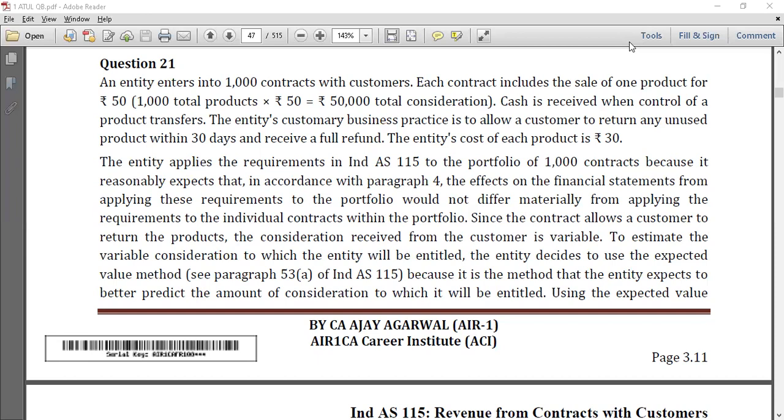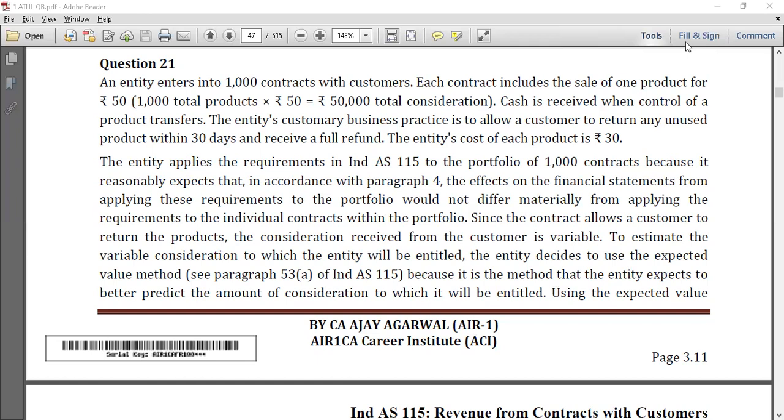Since the contract is allowing the customer to return the product, the consideration that is received from the customer is variable, because he is having a right to return. He may or may not return, it is a variability. So here, to estimate the variable consideration to which the entity will be entitled, the entity decides to use the expected value method. What is the method the entity decided? Expected value method. That is, you have more than one outcome, because it is the method that the entity expects to better predict the amount of consideration to which it will be entitled.